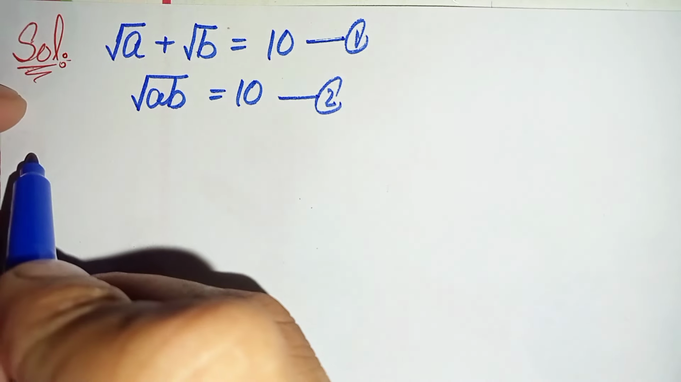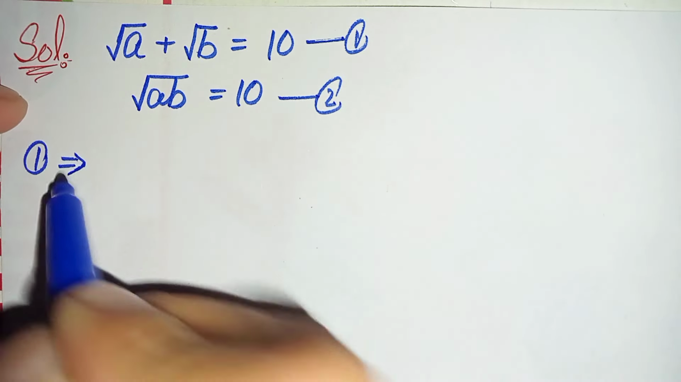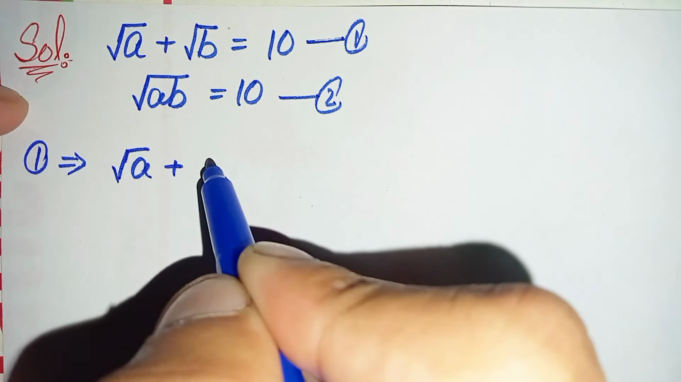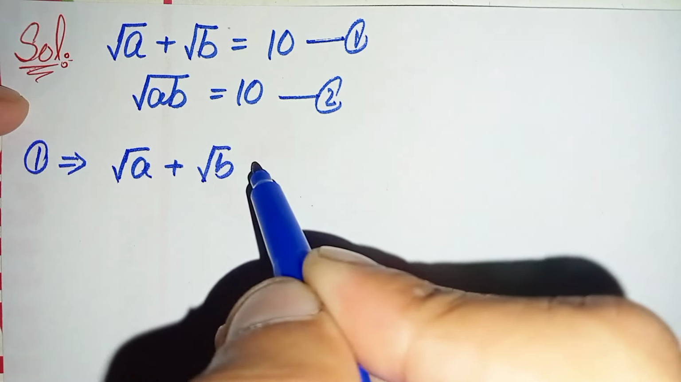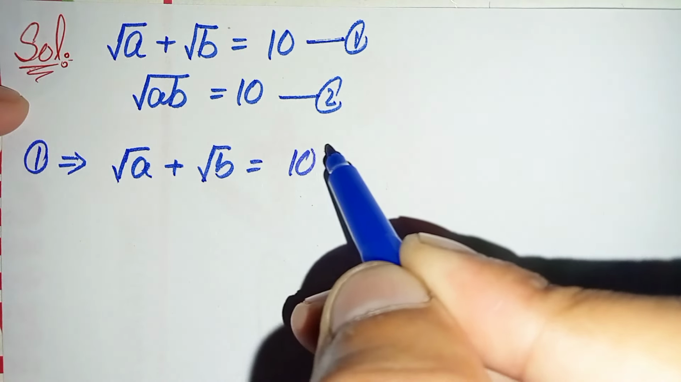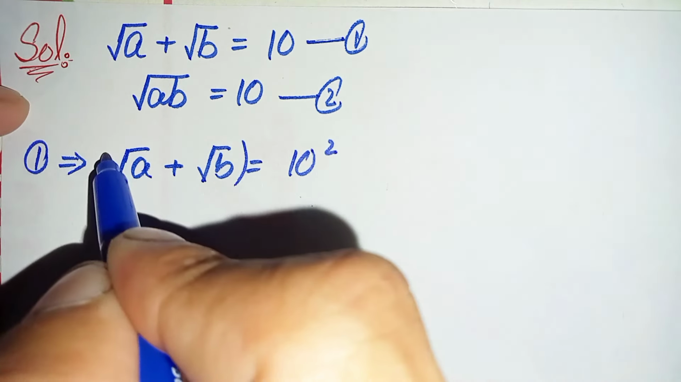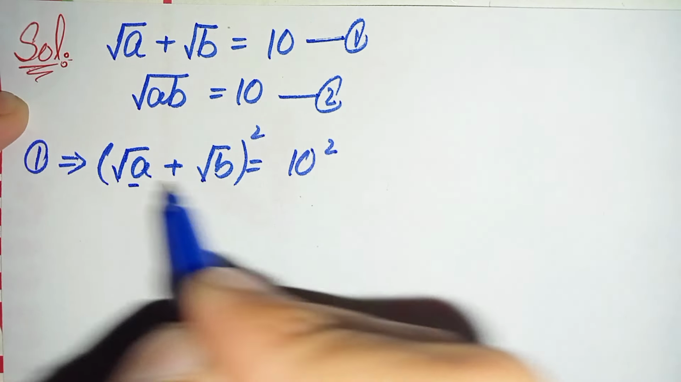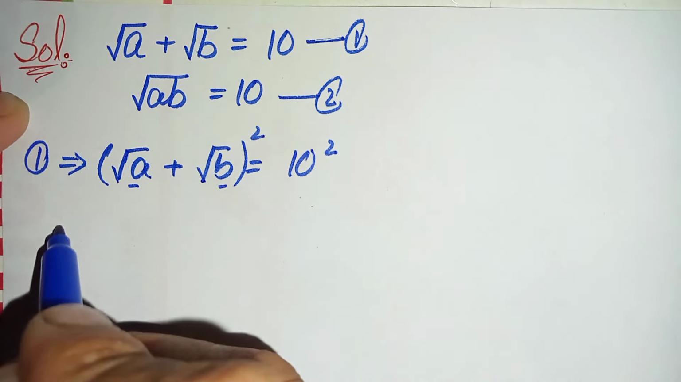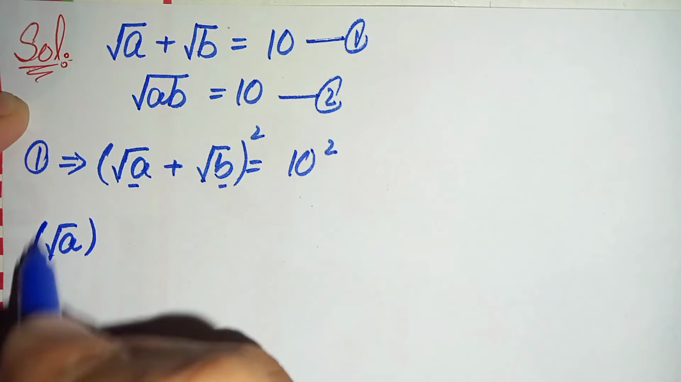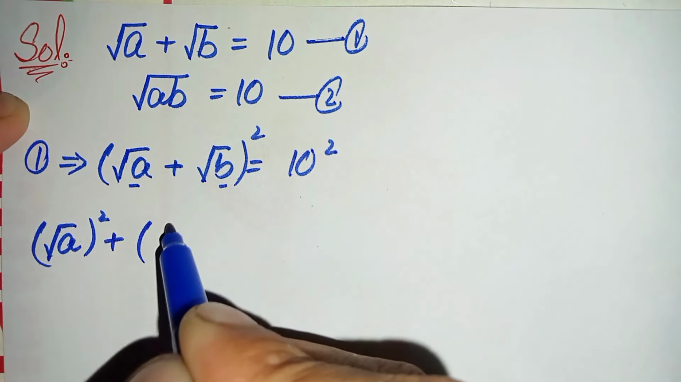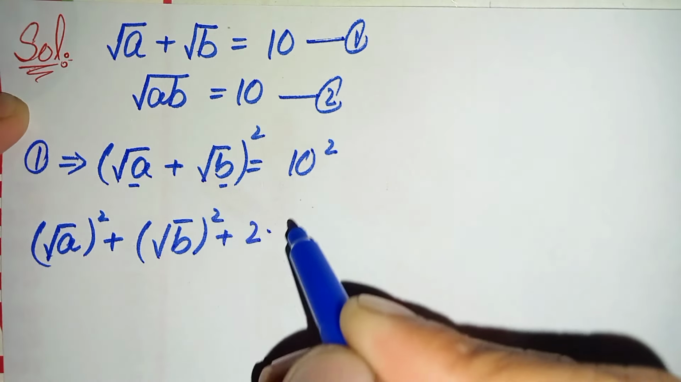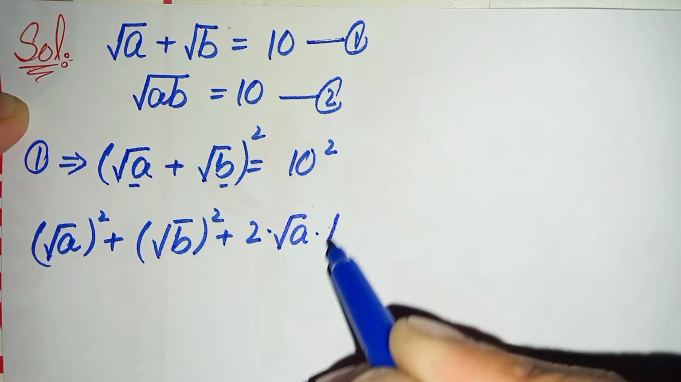Now here we will take equation number first and we will take square root on both sides. So equation number first is square root of a plus square root of b is equal to 10. Let us take square on both sides. So here in the left hand side we will use a positive algebraic identity, a plus b whole square, which is equal to a square plus b square plus 2 times a b.